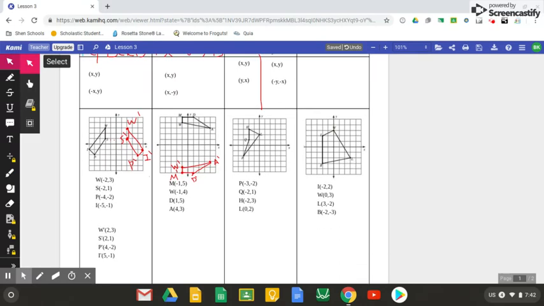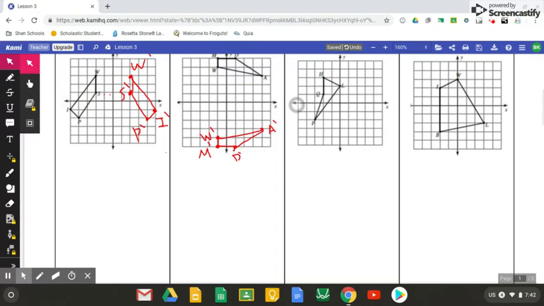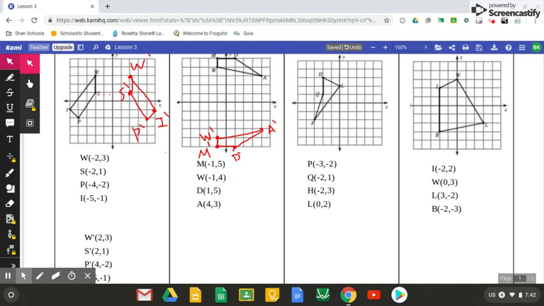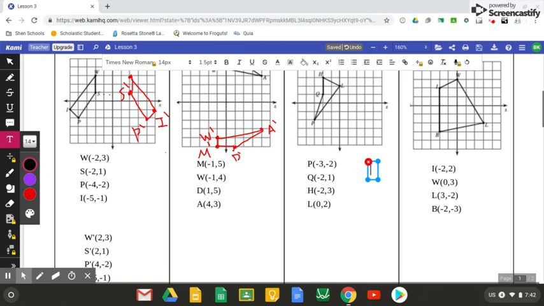So our example, we're going to reflect this over the line y equals x. Honestly, the best way to do this is just to use the rule. My rule is I switch my x's and y's. So for P prime, switching my x and y means I'm going to have (-2, -3) now. Then I do Q prime. Again, I do the same thing, switch the spots. So (1, -2). Then I've got H prime, that's going to be (3, -2). And then I've got L prime, and that's going to be (2, 0).